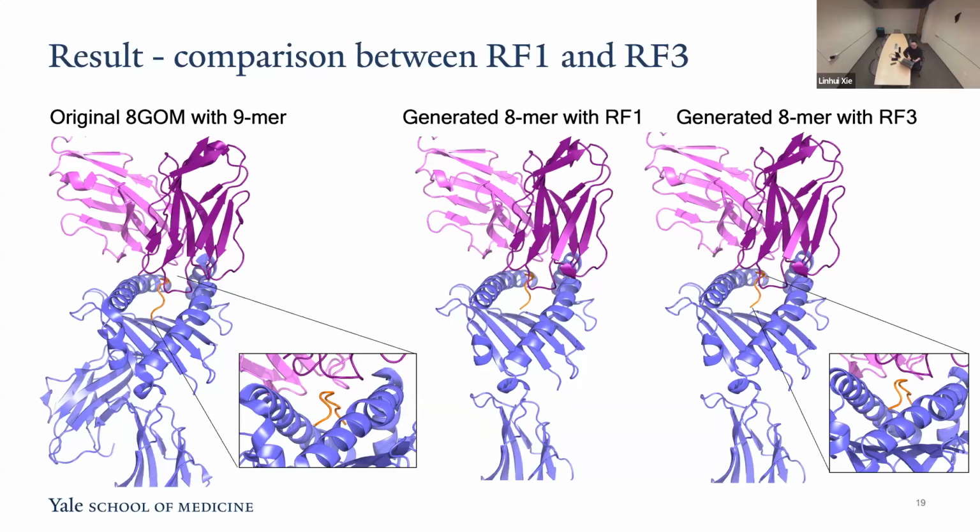Additionally, you may be interested in how this model generates the peptides. On the left side is the original visualization of this PDB with the dimers. And you will see that with RoseTTAFold diffusion 1 and RoseTTAFold diffusion 3, the generated peptides are almost identical to the original shape. This indicates that both of these two models can generate high quality peptides very close to the original ones.